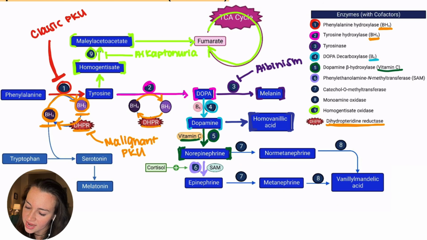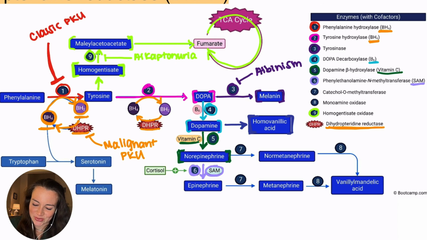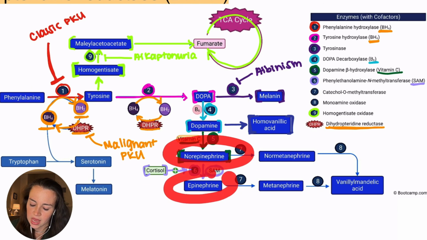And the cofactor for that enzyme is going to be our friend SAM from the activated methyl group cycle, which we talked about in our chapter on 1-carbon metabolism. So there's SAM, always nice to run into an old friend. And that enzyme 6, phenylethanolamine N-methyltransferase, is also upregulated by cortisol. That makes sense. In times of stress, you're going to be ramping up your production of epinephrine. All right, so we've made our catecholamines norepinephrine and epinephrine.